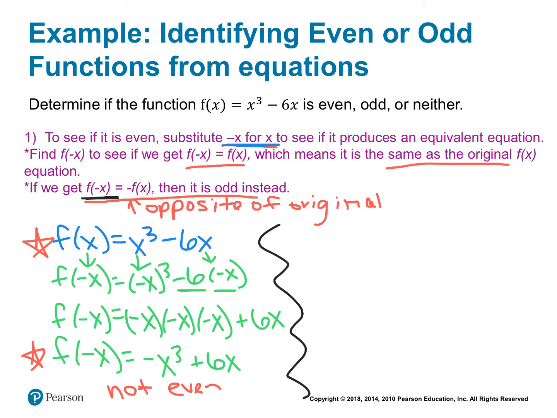So if we end up getting f of negative x equals the opposite of f of x, then it's going to be odd. So we just found what f of negative x was. We said f of negative x is negative x cubed plus 6x. So now we need to find out what is negative f of x, the opposite of the original.